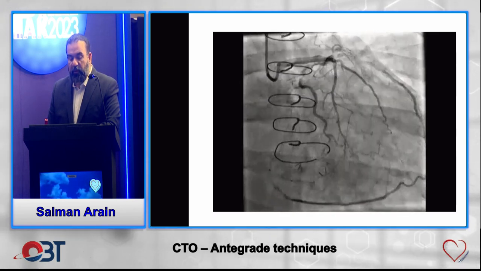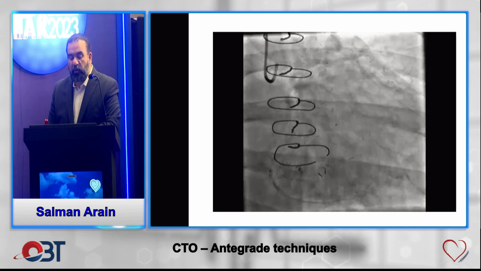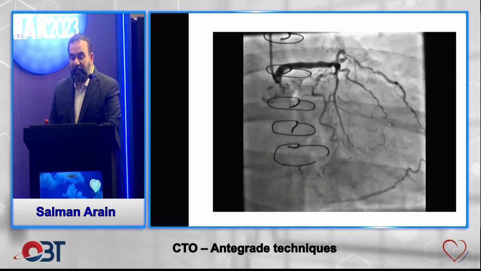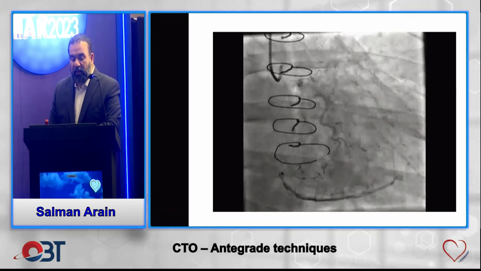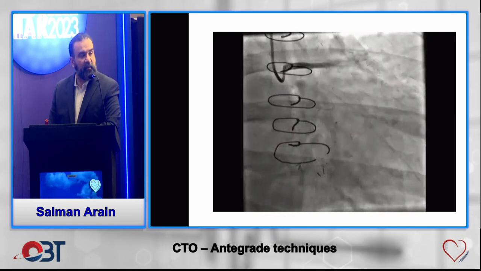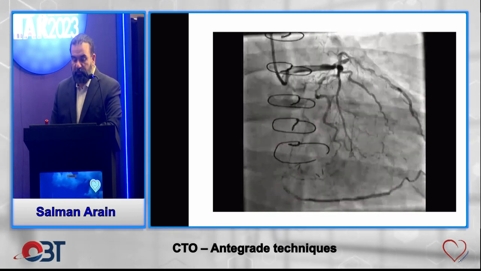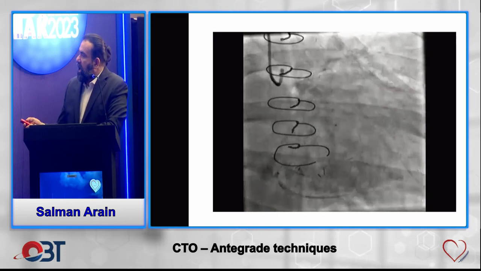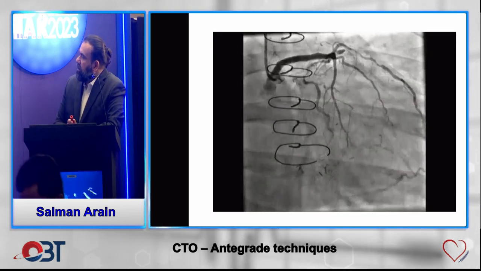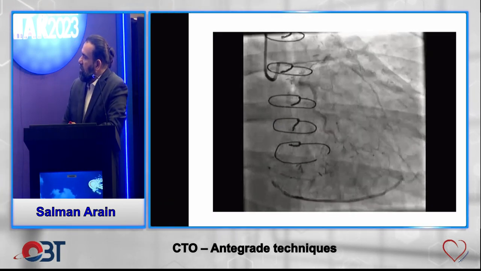So this is a difficult case. I think the LIMA is patent, so you don't see the LAD proper, but you can see that there's a large epicardial collateral coming from the diagonal branch. Yeah, exactly. Probably that's filling a big right coronary artery. We can't see the apex, but probably an epicardial collateral filling the right coronary artery.